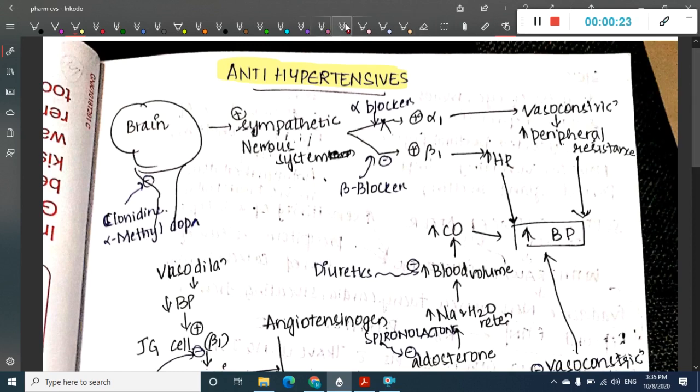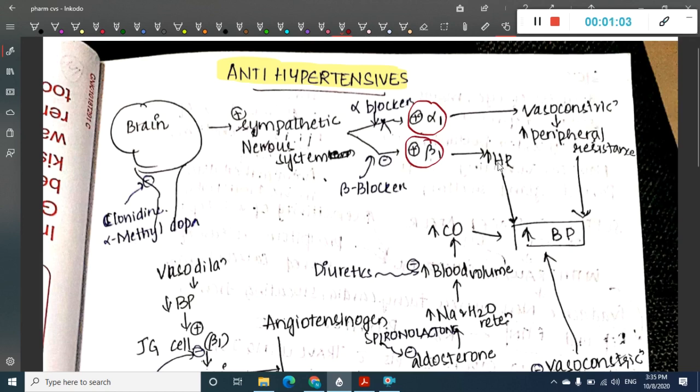So first, in the brain, we have the sympathetic nervous system. Whenever, due to any stimuli, the sympathetic nervous system is activated, this will activate two receptors, that is alpha 1 receptor and beta 1 receptor. Whenever alpha 1 receptor is activated, it causes vasoconstriction. When there is vasoconstriction of peripheral vessels, there is increased peripheral vascular resistance. Whereas if beta 1 is activated, this causes increased heart rate, because beta 1 acts on the heart, increases the rate of conduction and also the force of contraction.